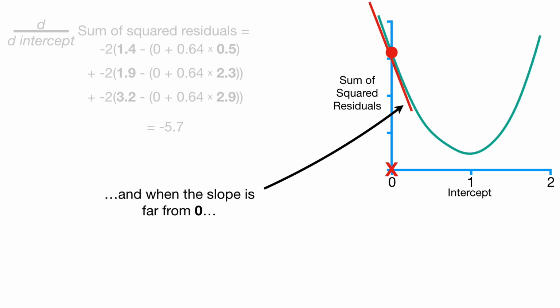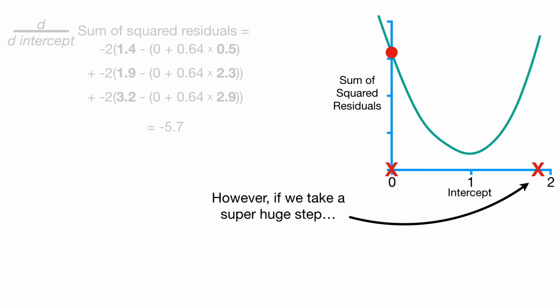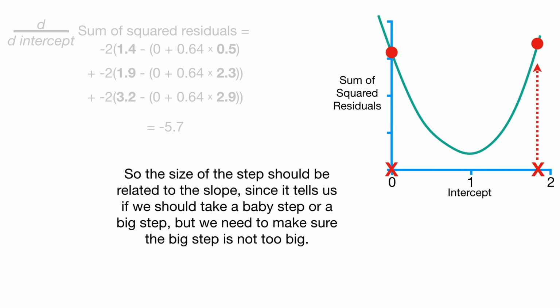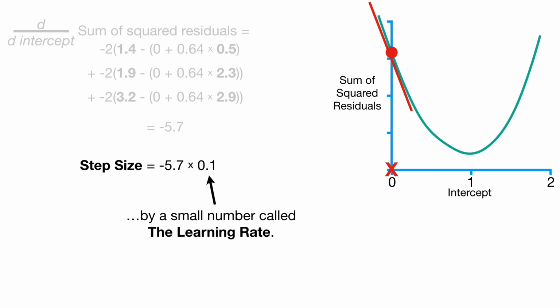And when the slope is far from 0, then we should take big steps because we are far from the optimal value. However, if we take a super huge step, then we would increase the sum of the squared residuals. So the size of the step should be related to the slope, since it tells us if we should take a baby step or a big step, but we need to make sure the big step is not too big. Gradient descent determines the step size by multiplying the slope by a small number called the learning rate. Note, we'll talk more about learning rates later.